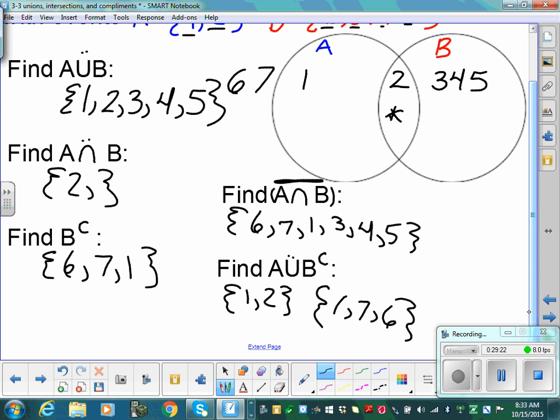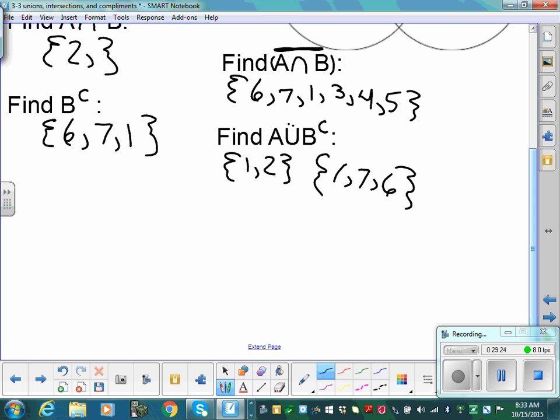So our final answer would be 1, 2, 7, 6. Now notice how I didn't list 1 twice. Was there two 1s in our sample space? No. Okay, so this is how I list it. Any questions on that? We're all okay with complements, intersections, and whatever? Okay, awesome. We're almost there.